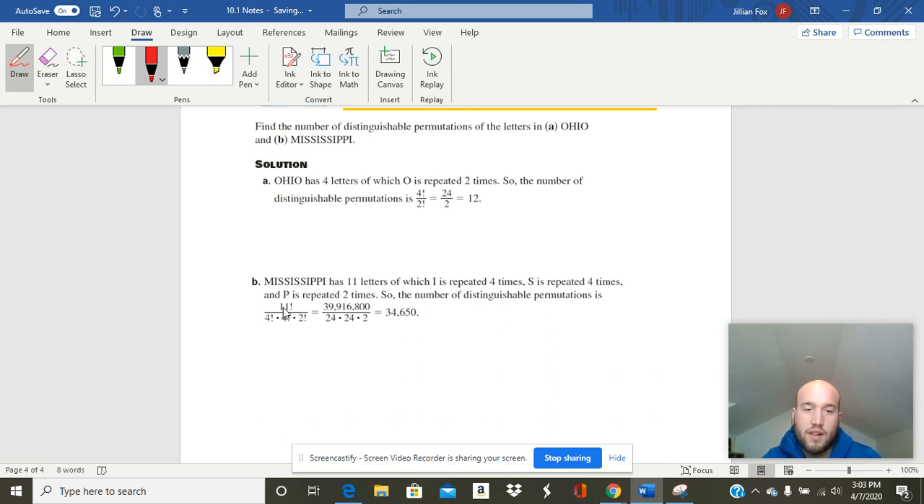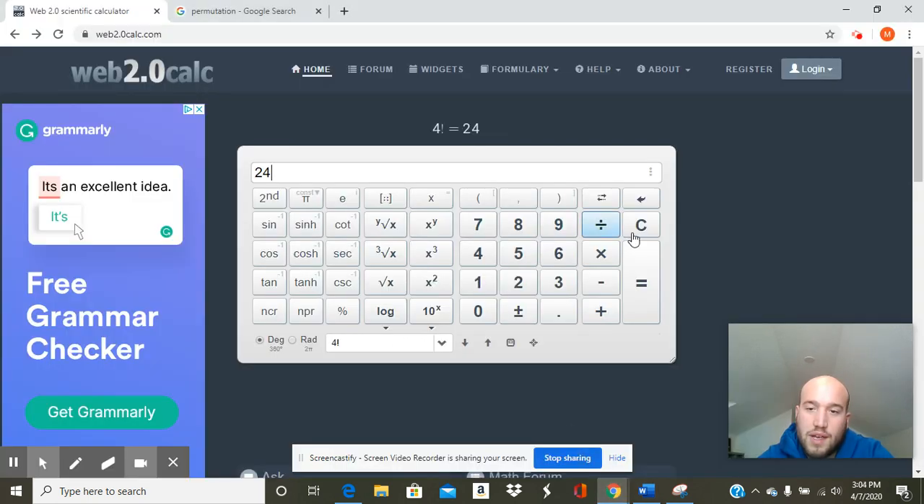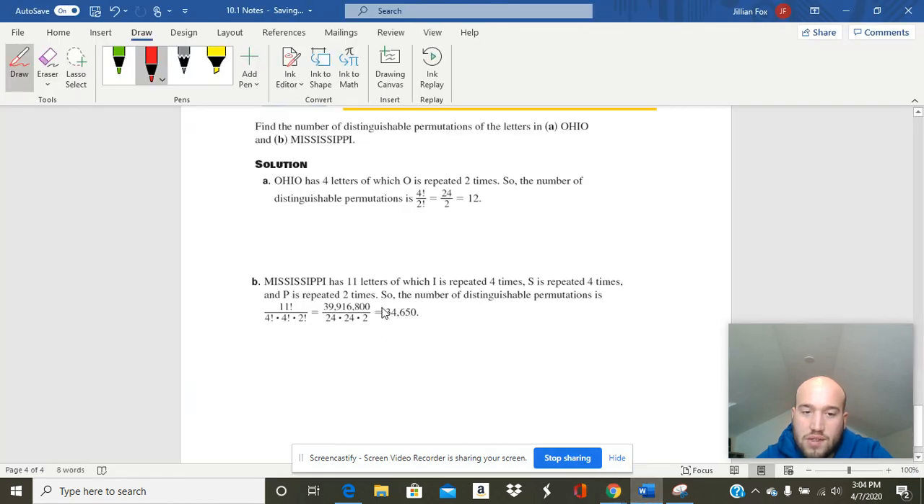So right here we write it 11 factorial. That's how many different letters there are. Then 4 factorial to represent the I, 4 factorial to represent the S, and then 2 factorial to represent the P. Now be careful, when you type this into your calculator, we can't just do 11 factorial divided by 4 times 4. Okay, we gotta solve it order of operation style. So we can go 11 factorial, and we'll start with that. We hit enter. We get 39,916,800, which, as you can see, we have right here.